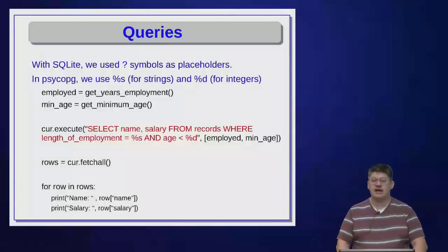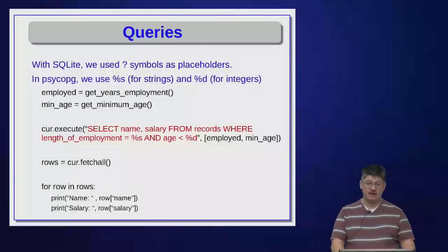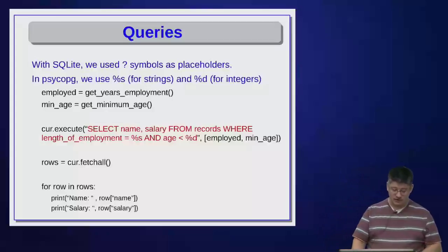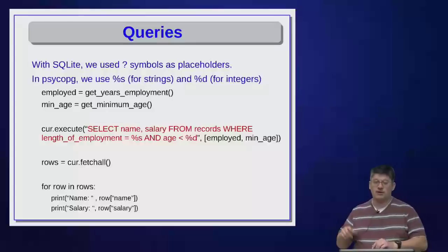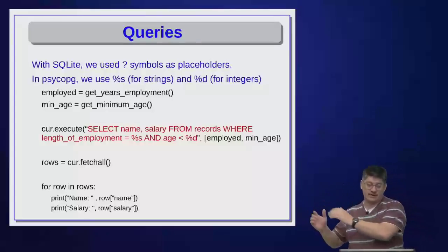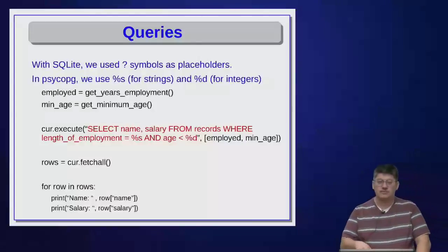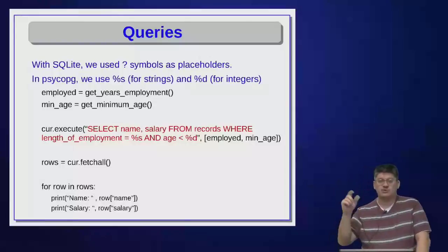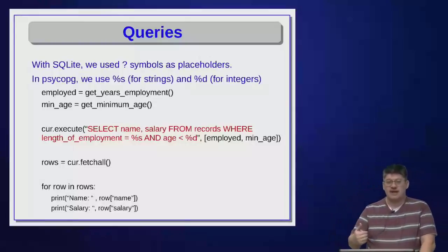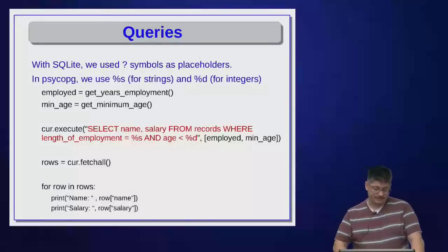And if I've done my real dict cursor in my db.cursor function, then I can print out the name by saying print name, comma, row sub name, print salary colon row sub salary. And I can just use the column names from the database here. So I just select on name and salary. Now I can say row sub name and row sub salary because I'm using that real dict cursor.